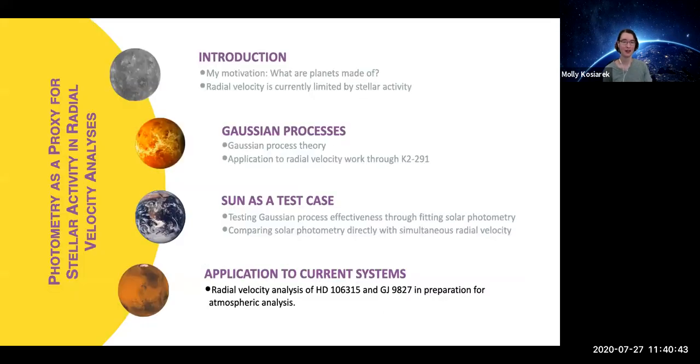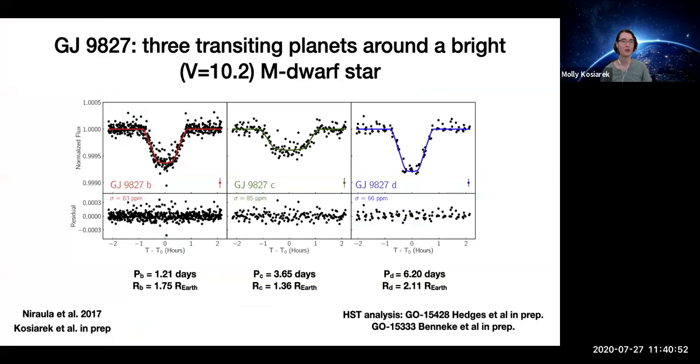All right. So finally, I'm going to walk through 2 more systems fairly quickly, one using a Gaussian process and one without. This is the work that I'm currently doing. The first, GJ 9827, has 3 small transiting planets in short period orbits, where I'm showing the 3 transits here. Planet B and planet D are both being observed by HST transmission spectroscopy, so it's particularly important for these planets to have really precise masses to help understand the atmospheric composition.